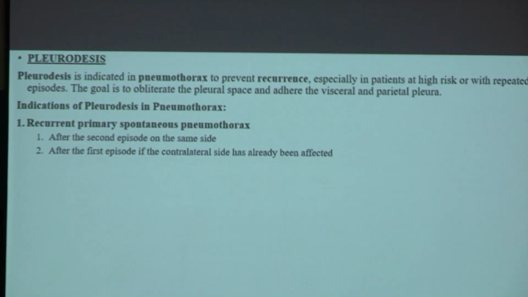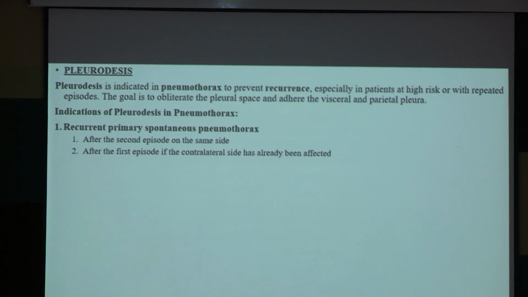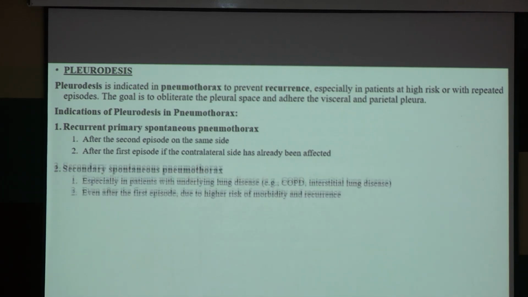So first, after the second episode of primary spontaneous pneumothorax. Suppose a patient had a primary spontaneous pneumothorax one year ago, and after 2 years another primary spontaneous pneumothorax occurs on the same side of the lung, then you must do a pleurodesis. But this is in case of primary spontaneous. In case of secondary spontaneous, at the first episode of secondary spontaneous pneumothorax, you have to do a pleurodesis because the recurrence chance is as high as 50%. Okay?